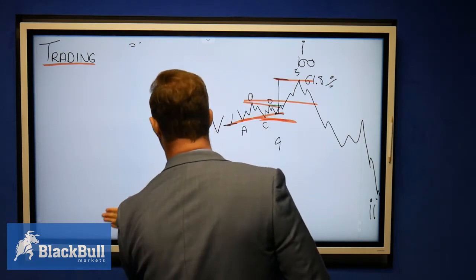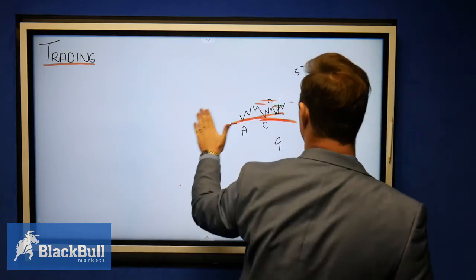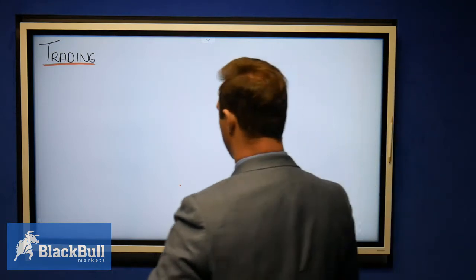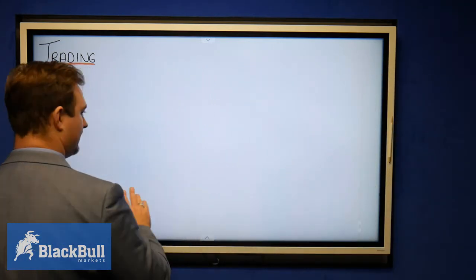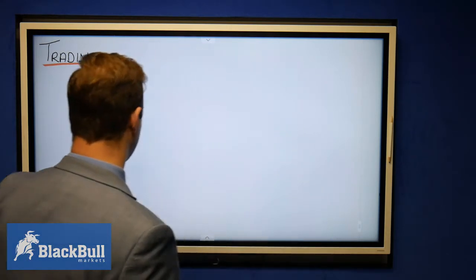So trading flats show up anywhere in any corrective wave. It's only a triangle that shows up in the fourth wave and the B wave that follows that rule. Okay, now a flat or a zigzag can show up at anything, any sort of corrective wave.